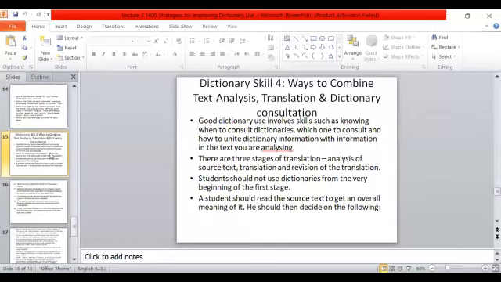Good dictionary use involves skills such as knowing when to consult dictionaries, which one to consult, and how to unite dictionary information with information in the text you are analyzing. There are 3 stages of translation: analysis of source text, translation, and revision of the translation. Students should not use dictionaries from the very beginning of the first stage. A student should read the source text to get an overall meaning of it. He should then decide on the following.